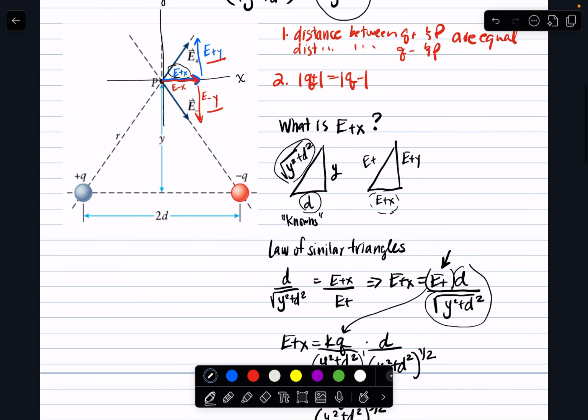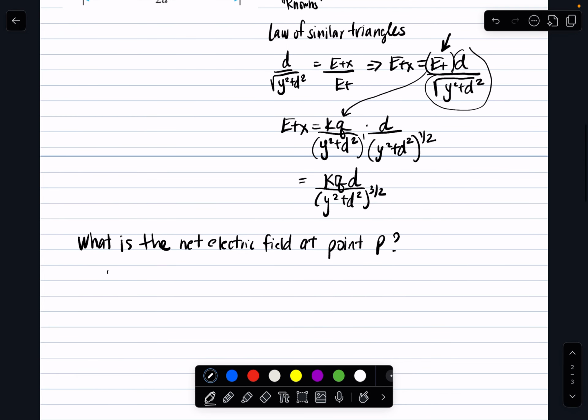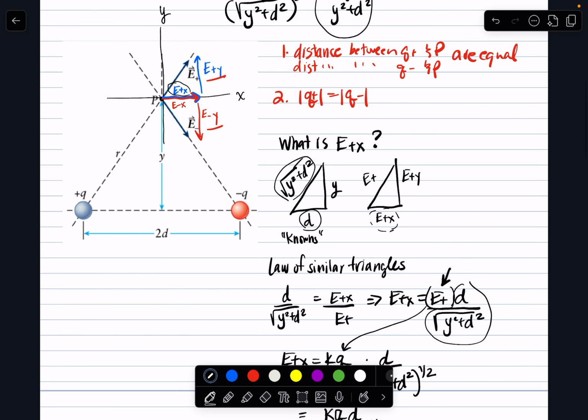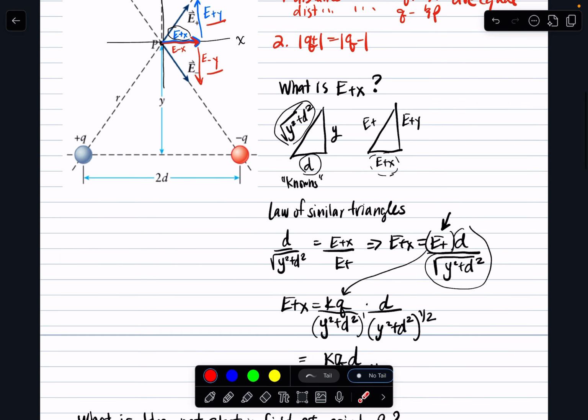What is the net electric field at point P? Okay, so the net electric field at point P, well, what we need to do is add E plus to E minus, which means we need to add their components, right? So if this is the X and the Y components, remember the components can be positive or negative, right? So let's take a look. The X component of E plus is positive because it's pointing to the right. Let me get my laser pointer. Okay, pointing to the right. The Y component is pointing up, so they're both positive.